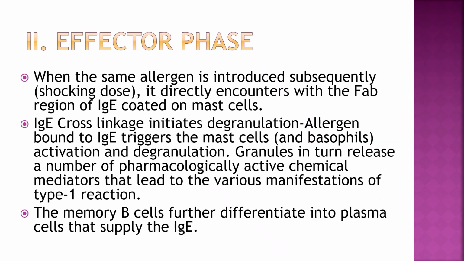When the same allergen is introduced subsequently, as the shocking dose, it directly encounters the Fab region of IgE coated on mast cells. IgE cross-linkage initiates degranulation. Allergen bound to IgE triggers mast cell and basophil activation and degranulation. The granules in turn release a number of pharmacologically active chemical mediators that lead to various manifestations of the type 1 reaction. Memory B cells further differentiate into plasma cells that supply IgE.